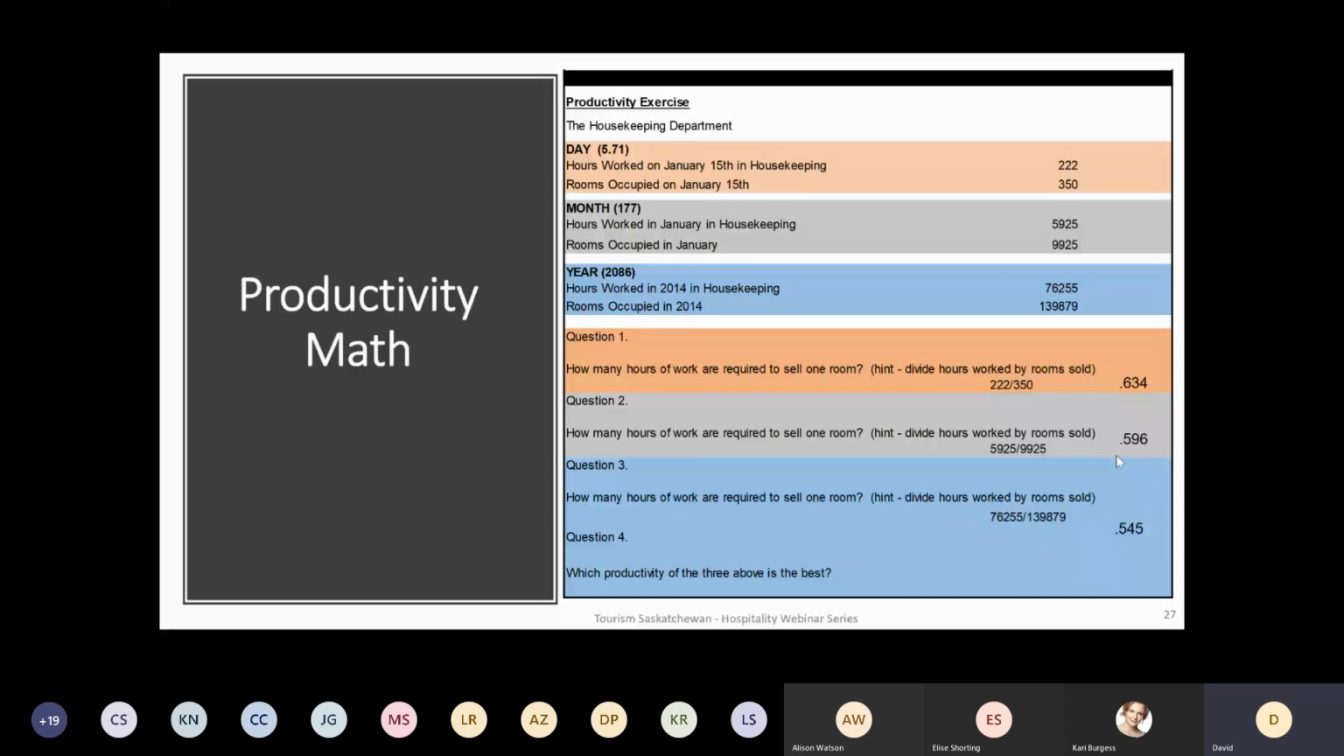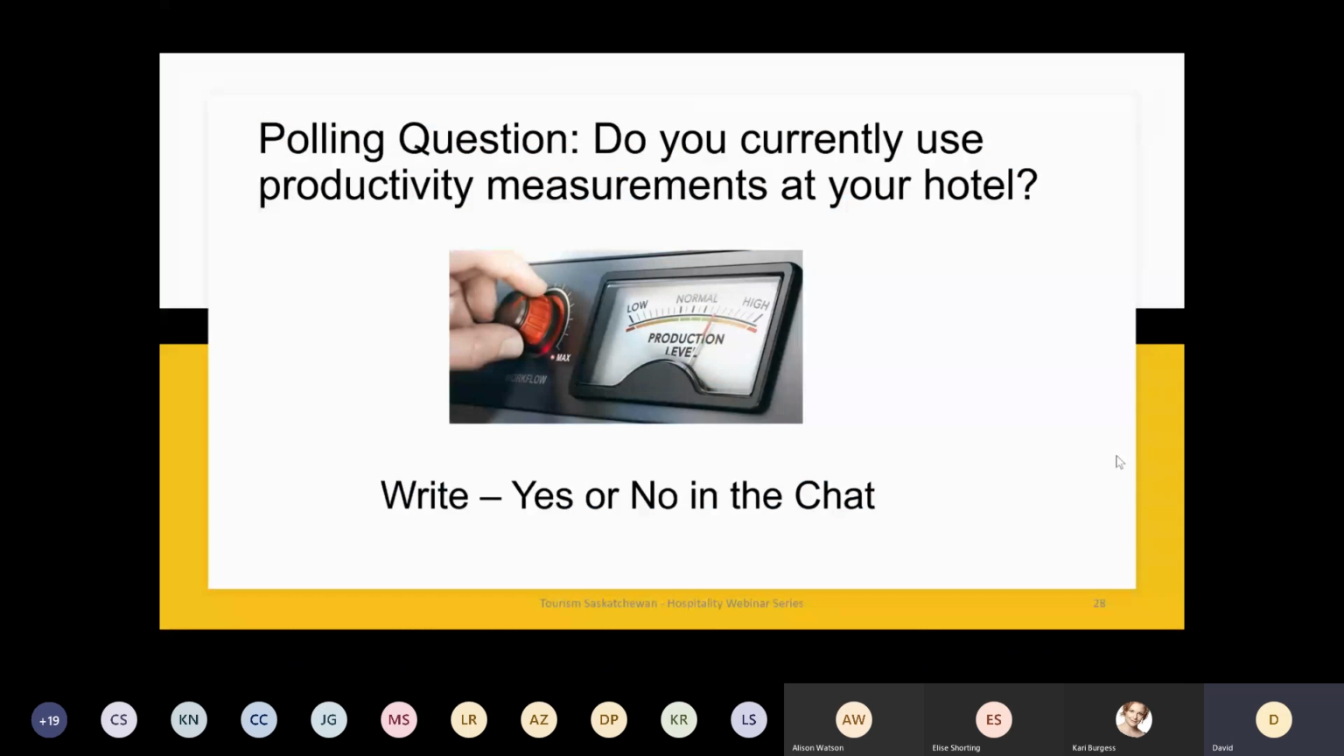That's it. Okay, so polling question. Do you currently use productivity measurements at your hotel? Write yes or no in the chat. And I'll be back in a couple of minutes with Carrie to collect your answers. But what I want to know is if you use these measurements at your hotel, either in daily reporting or in scheduling, are they available somewhere so that if I was Mr.